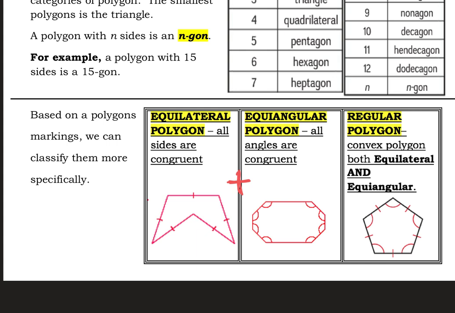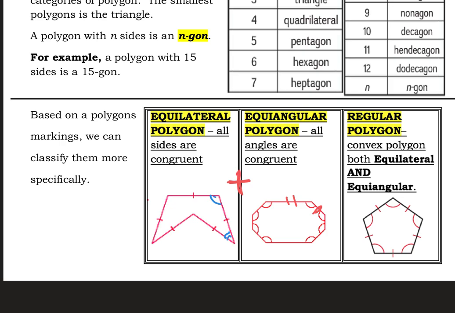So if you look at the sides here, all the sides are marked the same, but the angles are not. I mean, we can look at the angle there. This angle looks a lot bigger than that angle right there. Same thing with the sides here. This side we know is not congruent to this side here. It's obvious that that one is equal. If we look at the last one, we can see that all the sides and all the angles are marked the same. So this is what we would consider a regular.